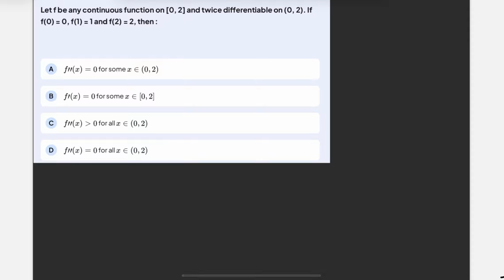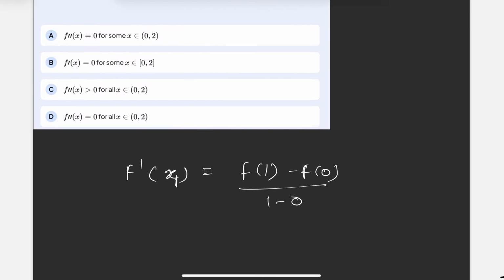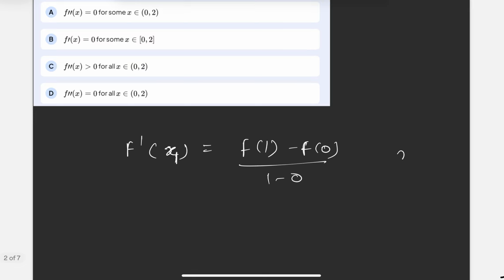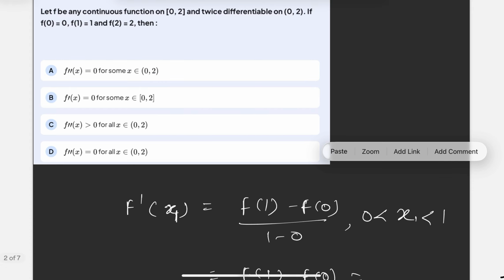So we can apply again: f dash x1 equals f of 1 minus f of 0 upon 1 minus 0, where x1 is a number between 0 and 1. So this will be f of 1 minus f of 0, which is given as how much? 1 only.